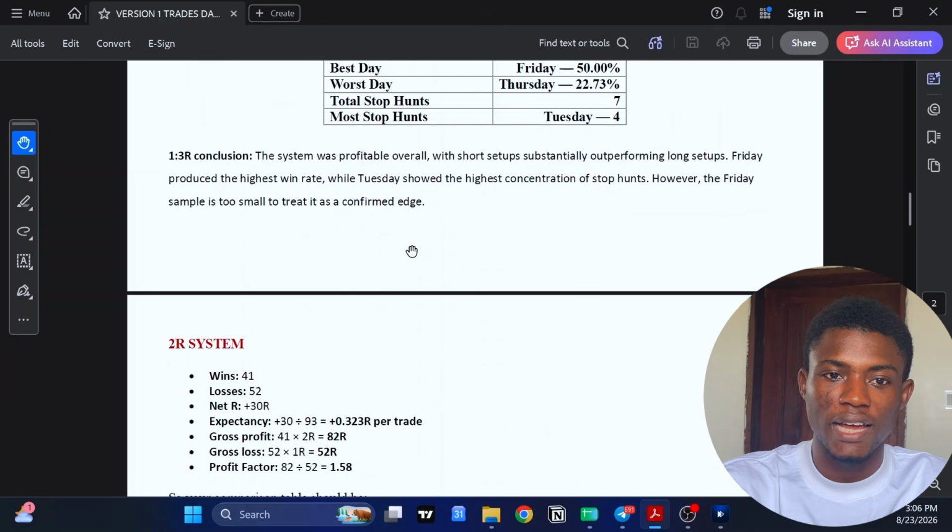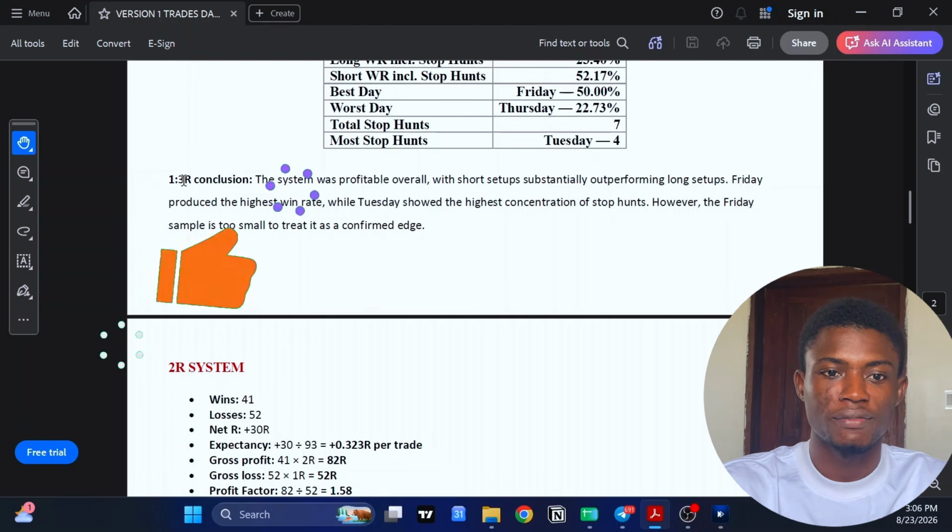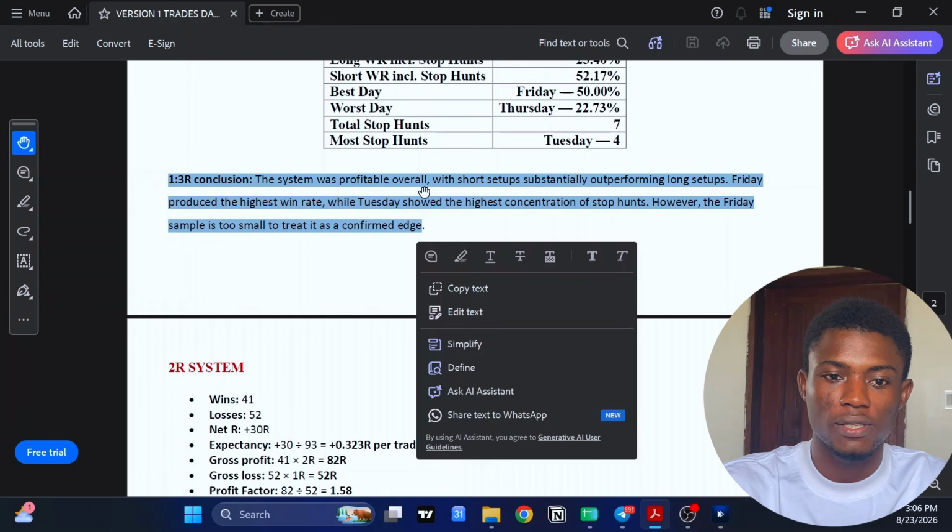Then moving forward, I had to conclude. So the conclusion for the system is that overall it is profitable. It is just like a summary of what I've analyzed so far. If I want to go back to it and quickly retrace, then I can always come back here.